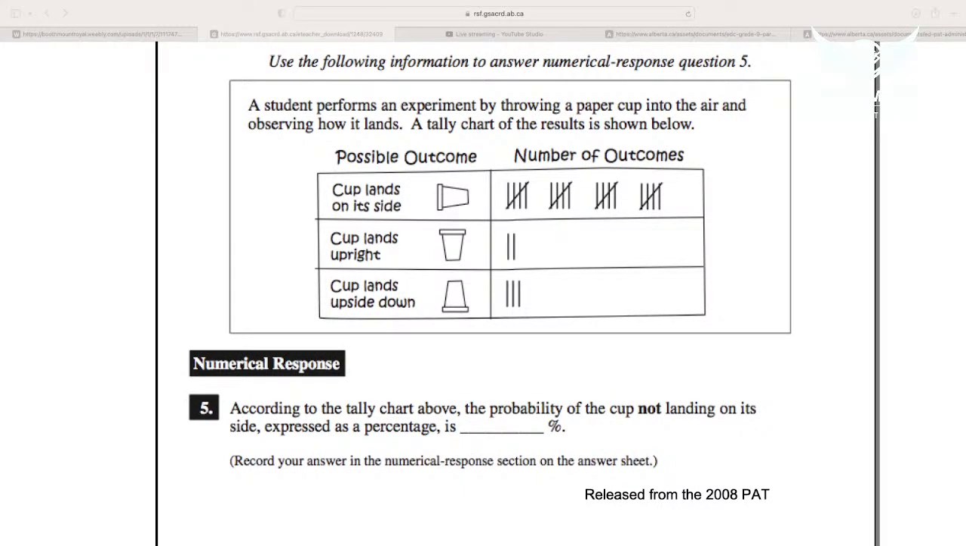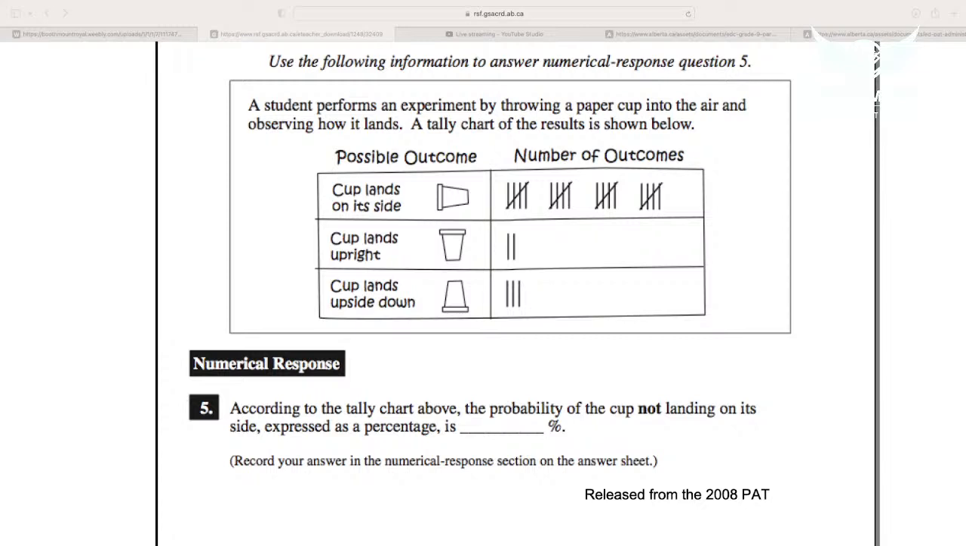Okay, please read the question. A student performs an experiment by throwing a paper cup into the air and observing how it lands. A tally chart of the result is shown below. According to the tally chart, what is the probability of the cup not landing on its side, expressed as a percentage?